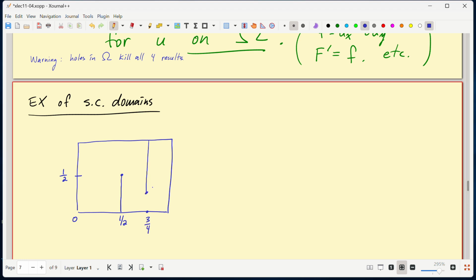And I would remove that line. And this has length 3/4. This would be length 1/2. This would be length 3/4. Then the next one I would do would be at 7/8. And this distance would be 7/8. And I keep doing that forever. That's a simply connected domain. And if I was going to show you a homotopy, I'd give you a closed curve in here.